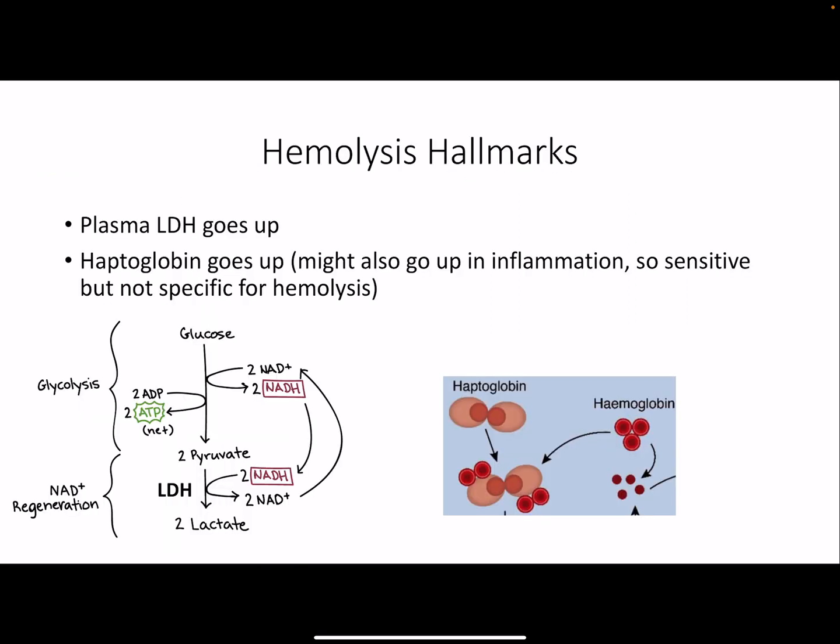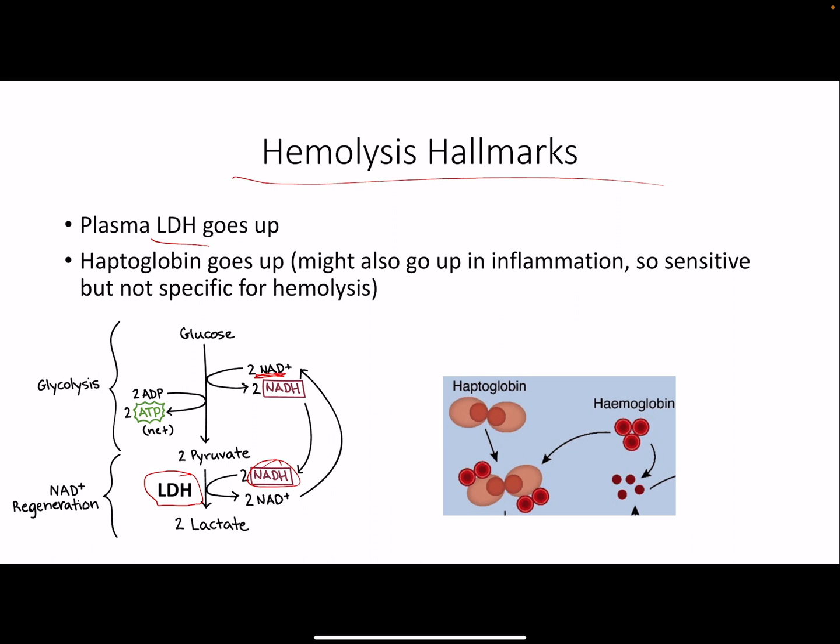So we've talked about some of this before, but just to go back into it, if you're a red blood cell, you do not do aerobic respiration, which means you need a way to regenerate NAD plus. You make NADH, but that means you used up all of your NAD plus. So you have to regenerate it. Normally, you regenerate it at the electron transport chain. You don't do that in a red blood cell. You don't even have a mitochondria. So instead, you use lactate dehydrogenase to regenerate it, which means we have tons of lactate dehydrogenase in red blood cells. So when they die and they spill their guts everywhere, LDH is going to go up.